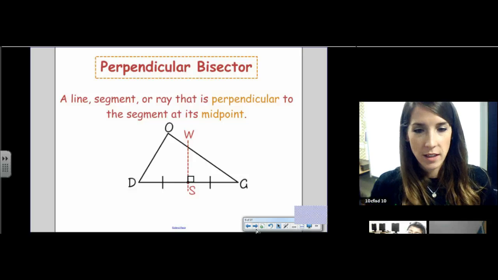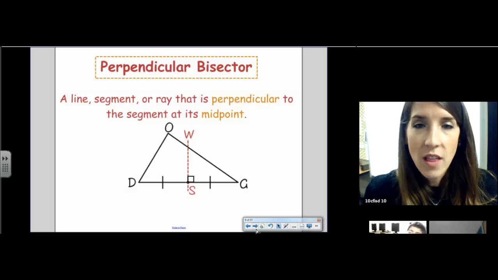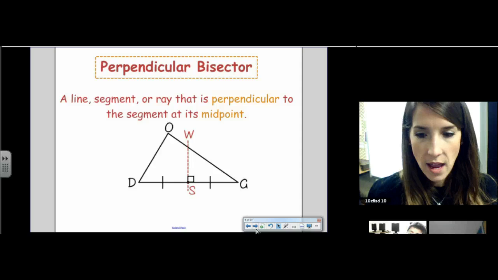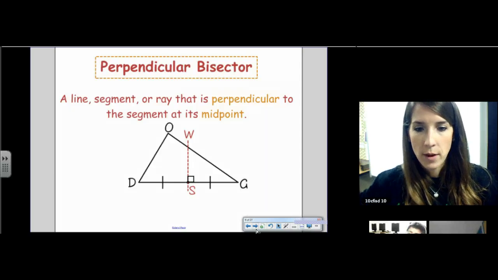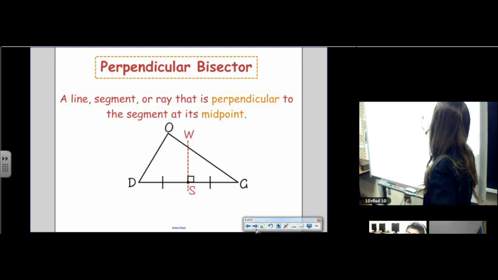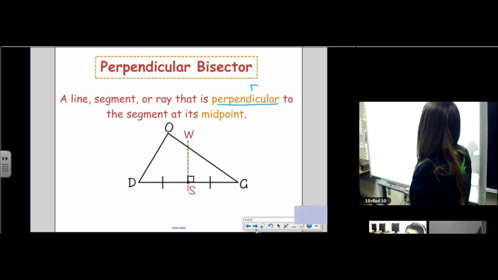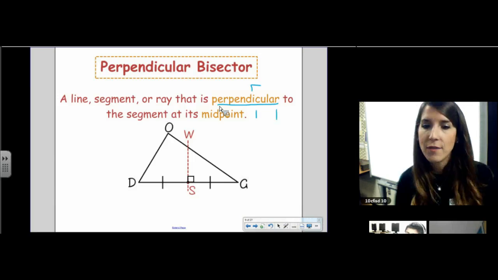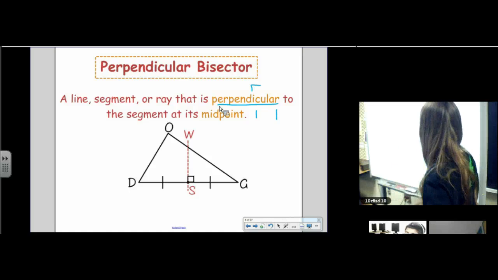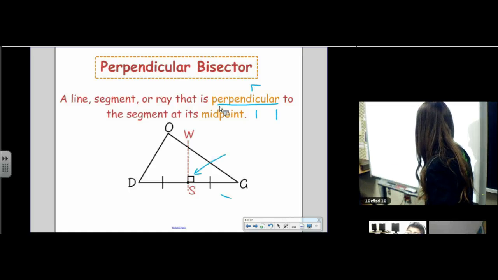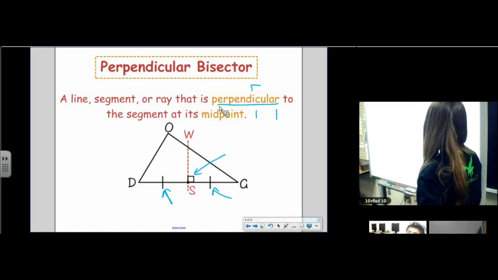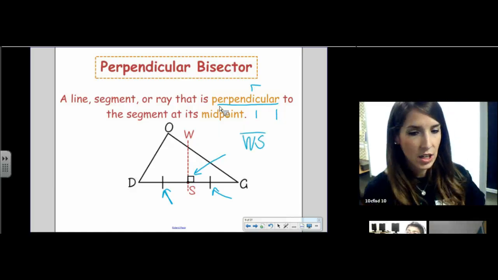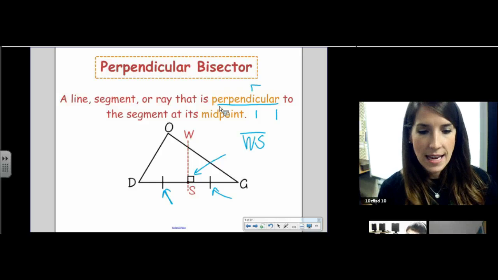First one, perpendicular bisector. It can be a line, it can be a segment, or it can be a ray that's perpendicular to a segment at its midpoint. So the key words are, it's got to be perpendicular, that means it better have a box. And it's got to be through a midpoint. That means it better have tick marks. So a perpendicular bisector needs a box and it needs tick marks. WS is the perpendicular bisector of side DG.